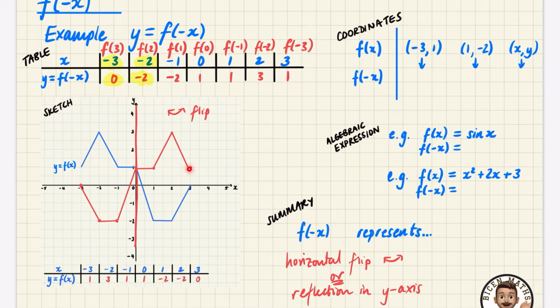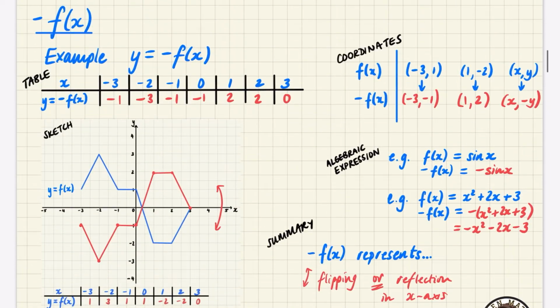That coordinate has now moved all the way over to here, which is 3, 1. So the x-coordinate is the one that has negated this time. This one is just going to become minus 1, minus 2, just the x-coordinate is negating, and then we have minus x and y.